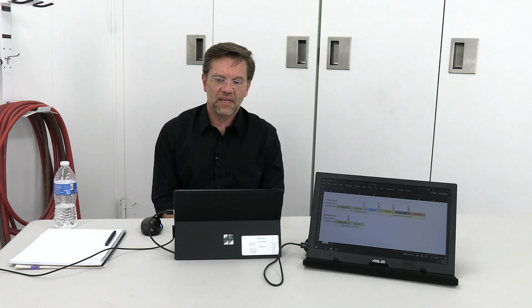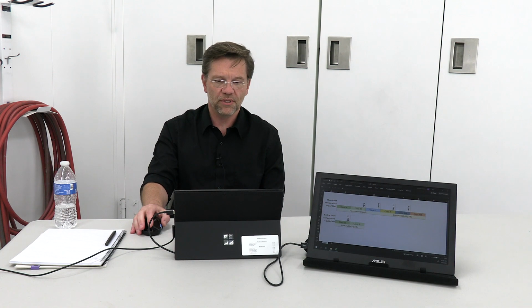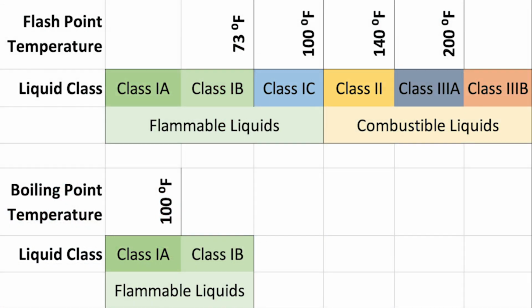An important characteristic for the application of the requirements is the classification of the liquid. The classes are broken down based upon their flash point and boiling point. Flammable liquids are classified as follows. Class 1A: any liquid that has a flash point below 73 degrees Fahrenheit and a boiling point below 100 degrees Fahrenheit. Class 1B: any liquid that has a flash point below 73 Fahrenheit and a boiling point at or above 100 degrees Fahrenheit. Class 1C: any liquid that has a flash point at or above 73 Fahrenheit but below 100 degrees Fahrenheit.